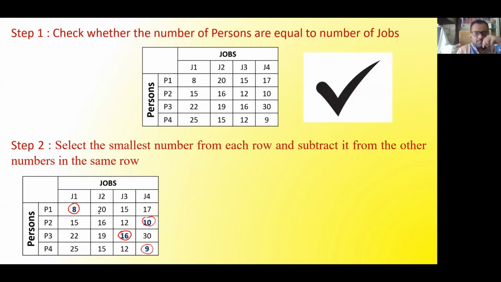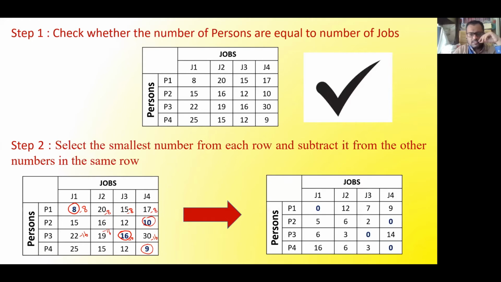What we need to do is subtract these numbers from those particular rows, to create a baseline, or a reference. So this will be 8 minus 8, this will be 20 minus 8, this will be 15 minus 8, and this will be 17 minus 8, and so on. If I go for the third row, it will be 22 minus 16, 19 minus 16, 16 minus 16, and 30 minus 16. Similarly, we can do the second and fourth rows, and we should get this as the answer. Those who are solving it, can you confirm whether this matrix is correct or not? Yes, sir, it's correct. Okay, it's correct. I hope others are also doing it.